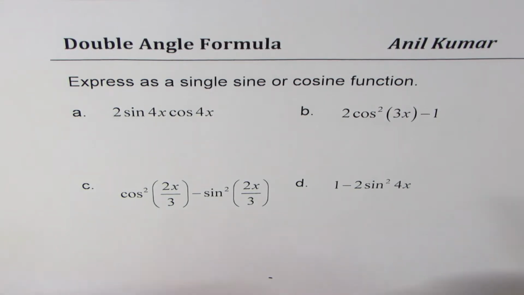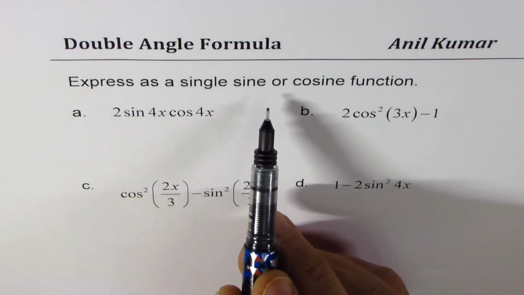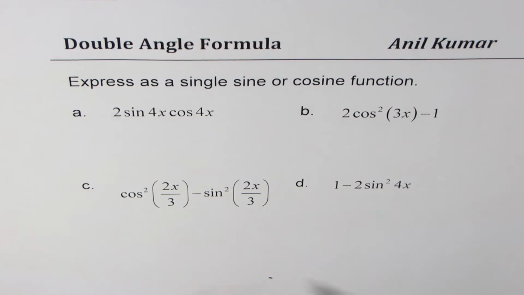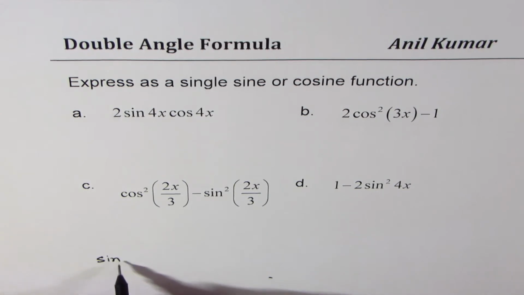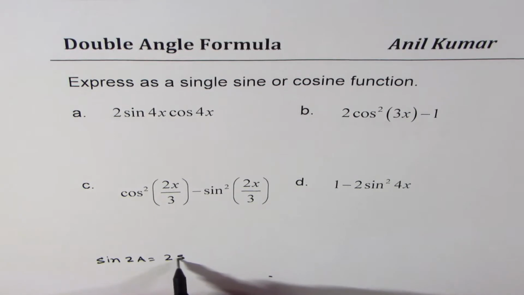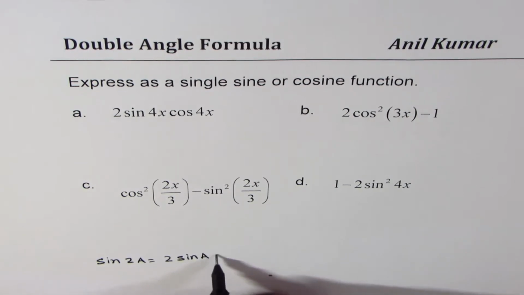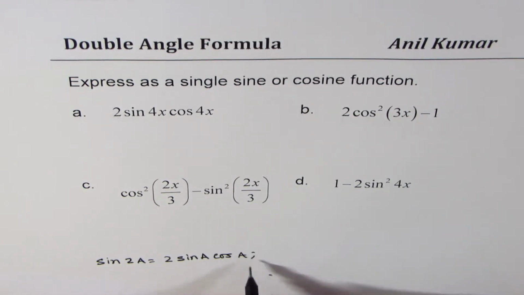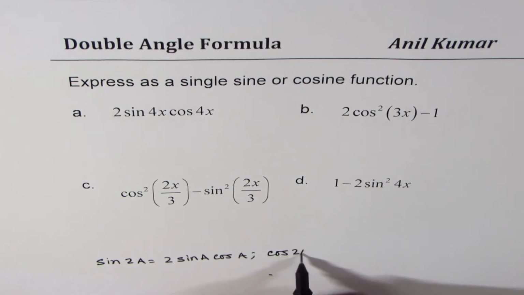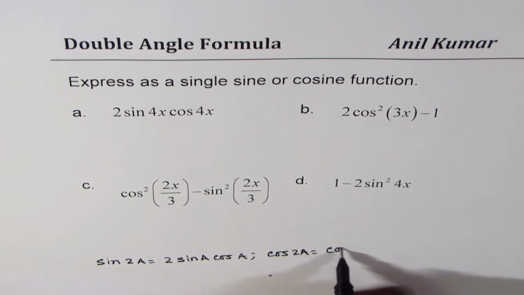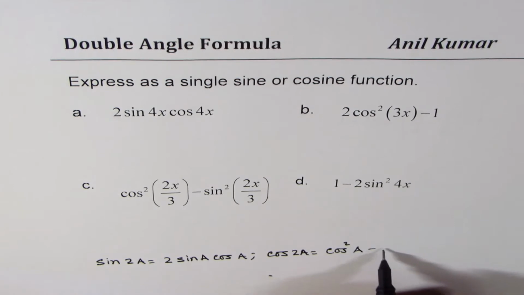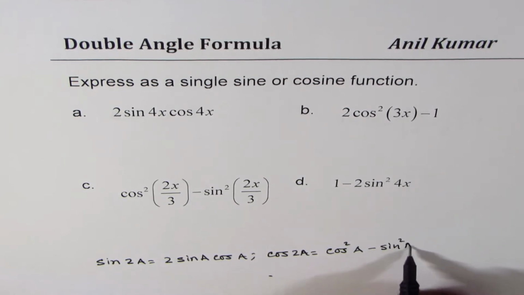The question here is to express as a single sine or cosine function. We have four functions here. Let me remind you of the formulas, which are sin 2a equals 2 sin a cos a, and cos 2a could be written as cos square a minus sin square a.